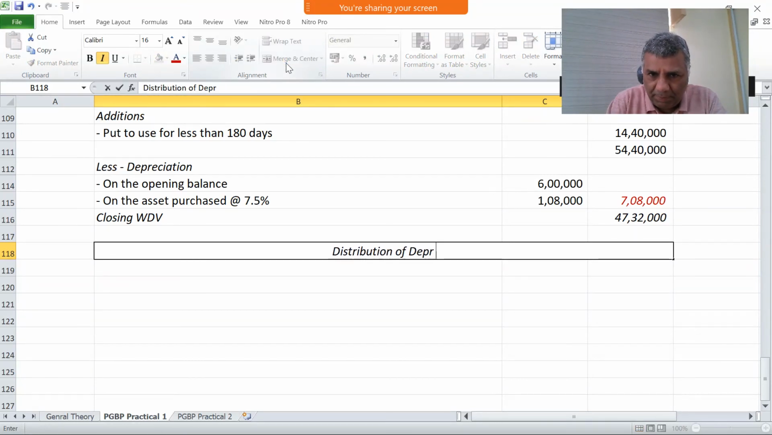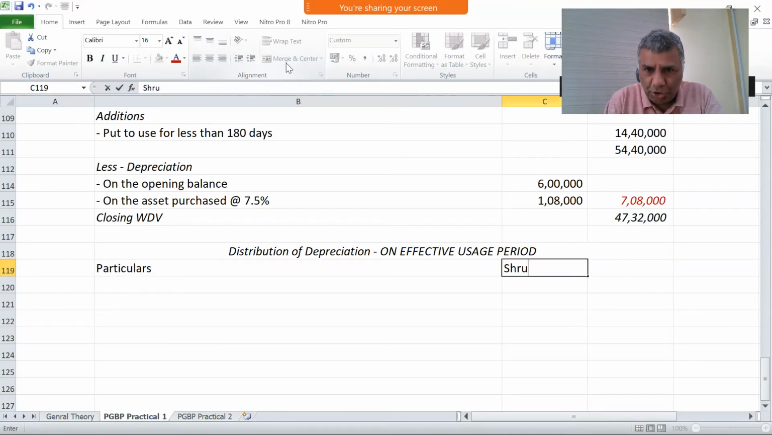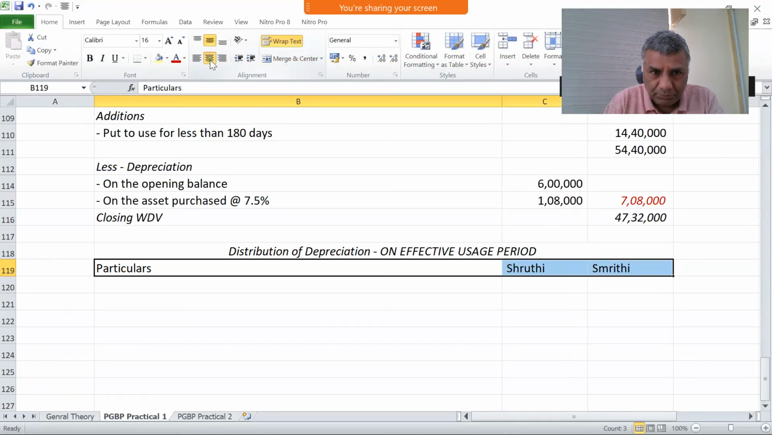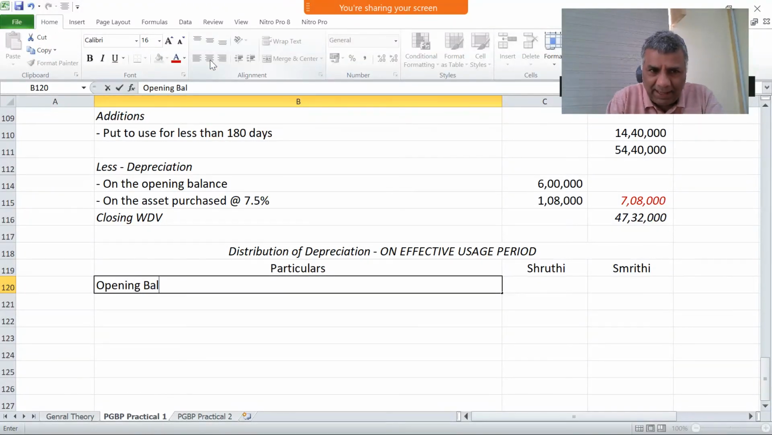Distribution of depreciation on effective usage period. Okay, distribution of depreciation on what basis? Effective usage period, very important. Particulars, Shruti, Smriti. Opening balance.